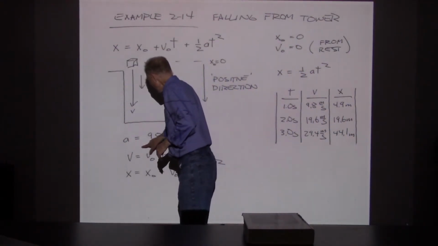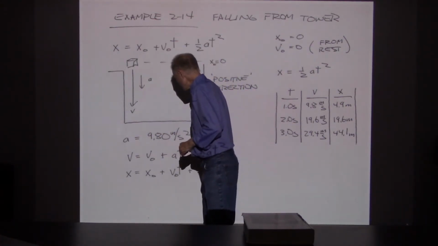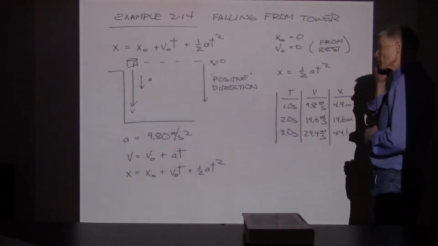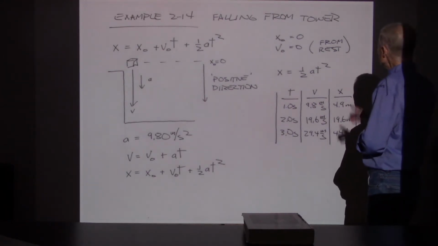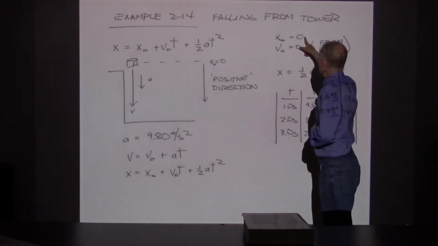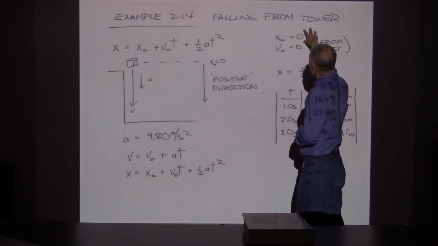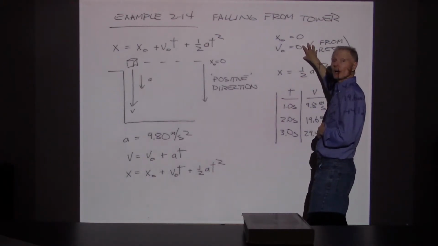Now, I can bring in my other formulas for constant acceleration: v equals v naught plus at, and x equals x naught plus v naught t plus 1/2 at squared. So there are the equations that we've got. Now, since x naught is 0 and v naught is 0, because it starts from rest, this one I chose with the coordinate system. This is because they told me it's starting from rest.